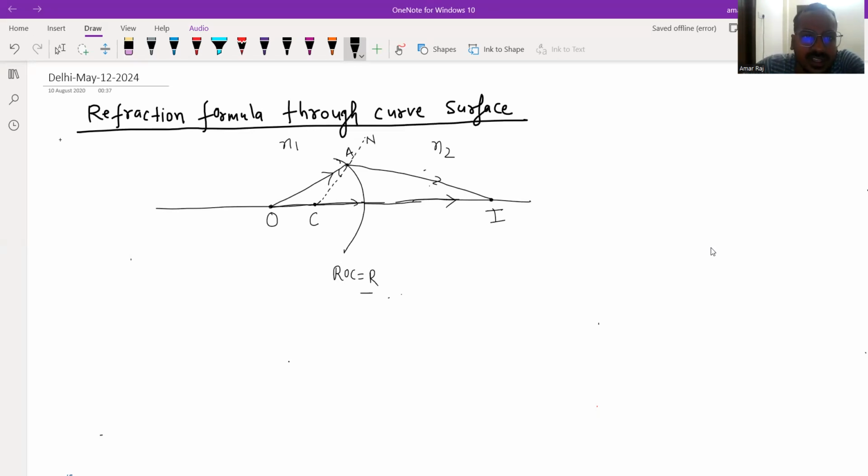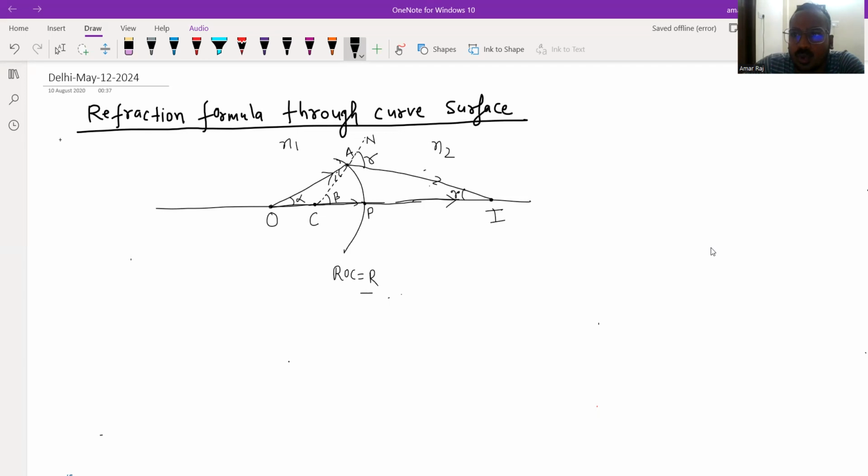So let's say the angle of incidence is I, this angle is I, and angle of refraction is R. Okay. And let's say this angle is alpha, this angle is beta, and this angle is gamma. And we are measuring the distances from point P. P is the middle point of the refracting surface. So OP is the object distance, PC is the radius of curvature, and PI is the image distance.